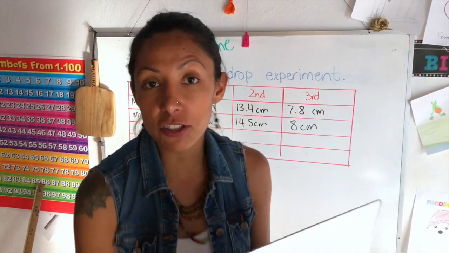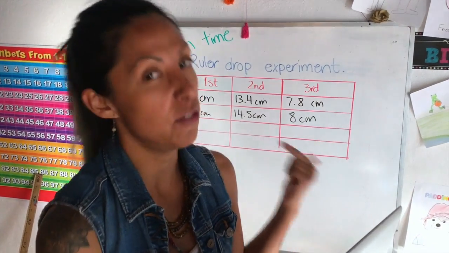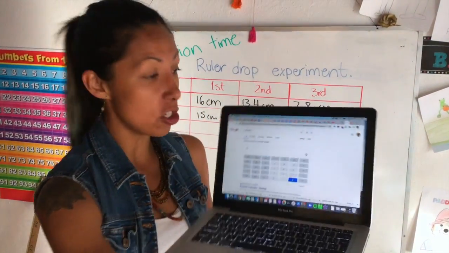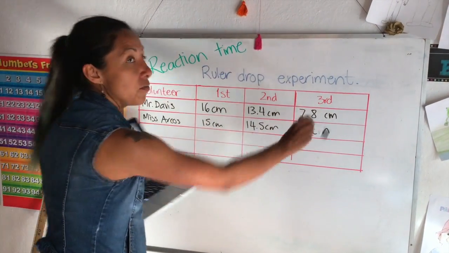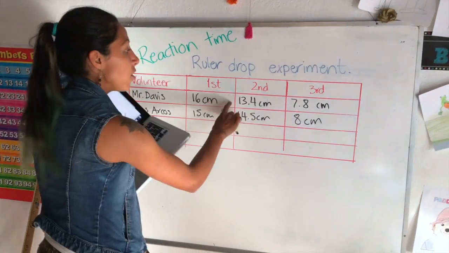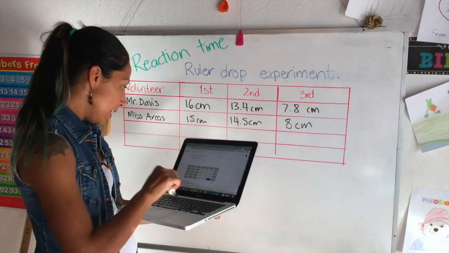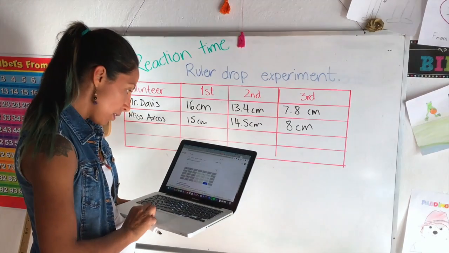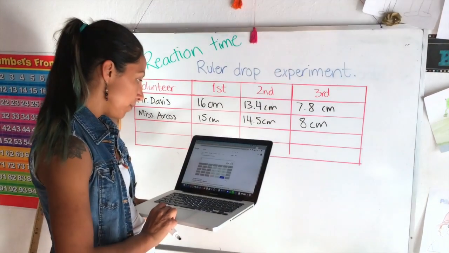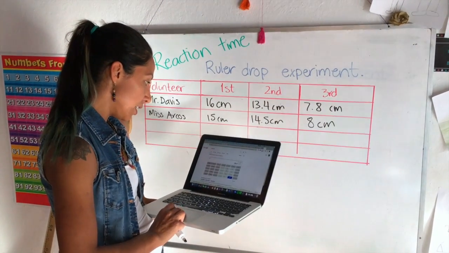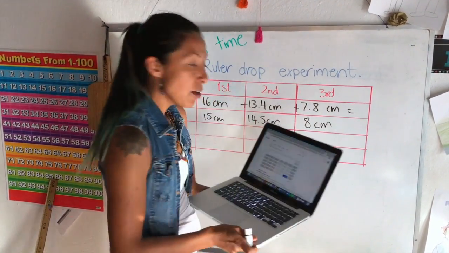Guys, as an extra challenge, I'm gonna give you one advice to get to know who was the quickest. Of course it was me, but you're gonna use your calculator. I have mine here. What you're going to do is get the first volunteer and you're going to add the 3 numbers, the 3 lengths. So it would be 16 add 13.4 add 7.8. So this equals 37.2.